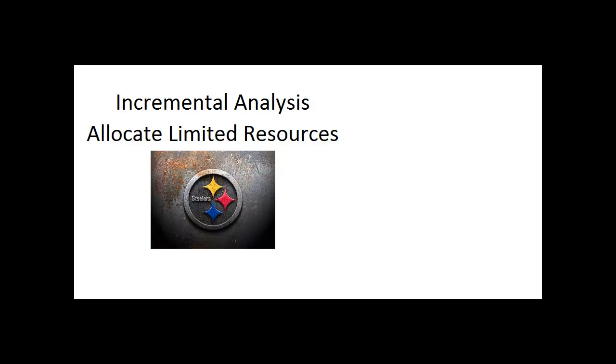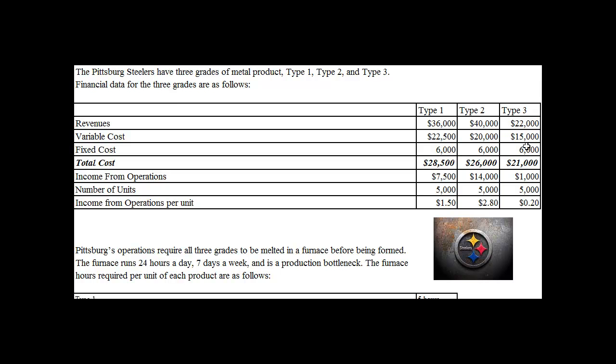This video will use incremental analysis to help us determine how we should allocate a limited resource. And in this problem here, we're going to allocate machine hours that we have available. The problem says that we have a company that makes steel, and they make three different grades of steel, type 1, 2, and 3. And all of the financial data for each type of steel is listed here below, including the revenue, variable costs, and so forth.